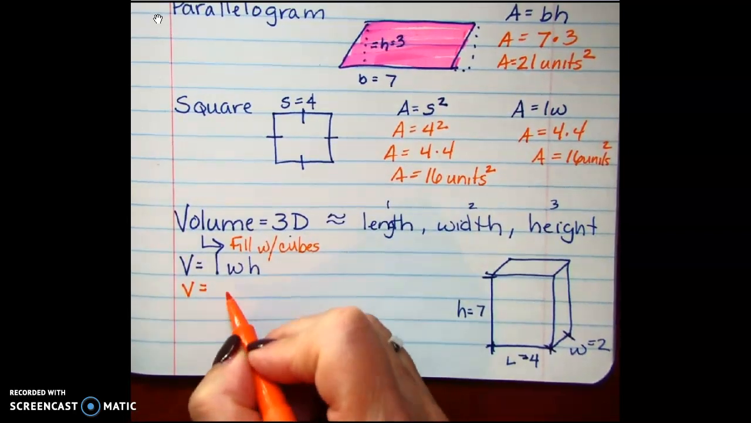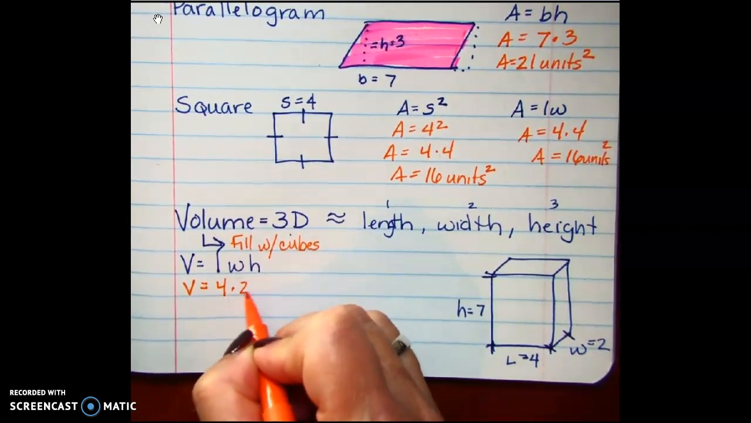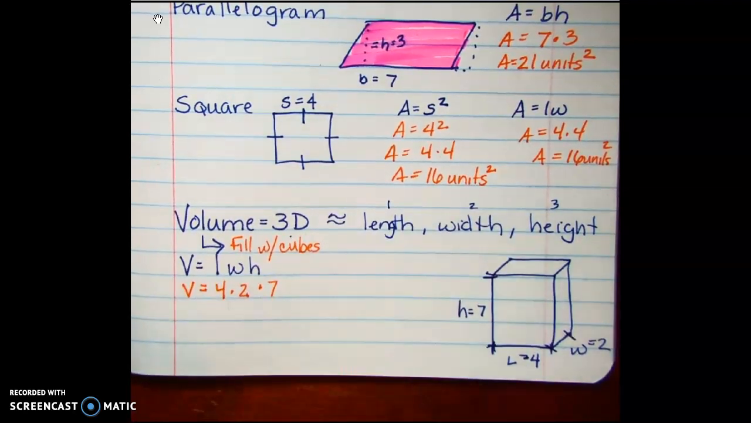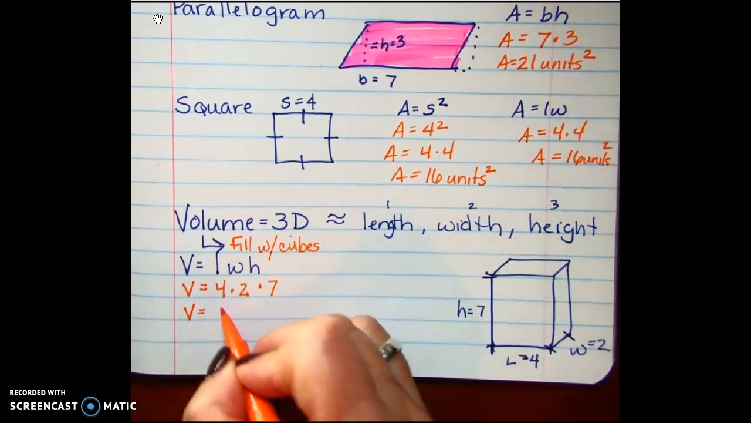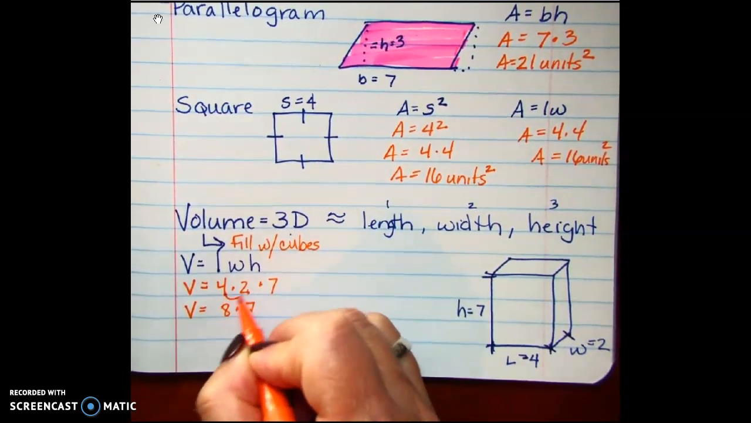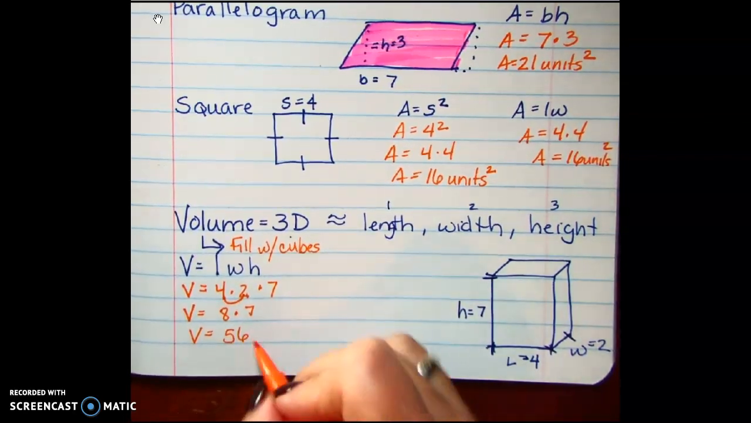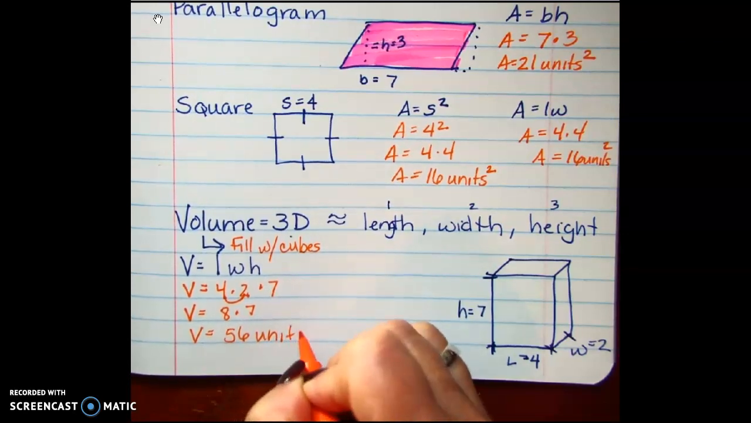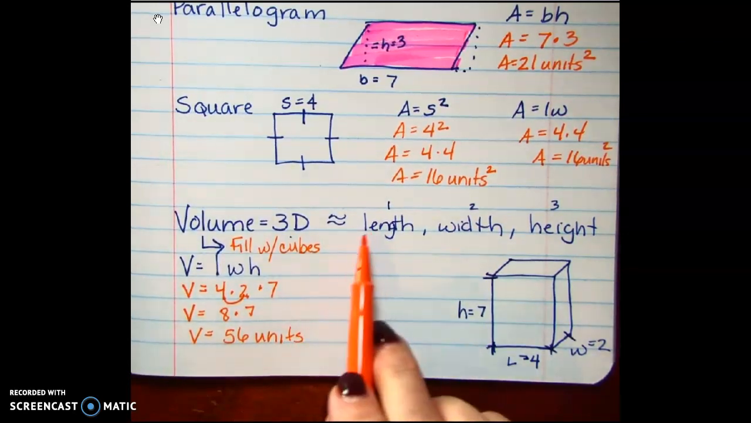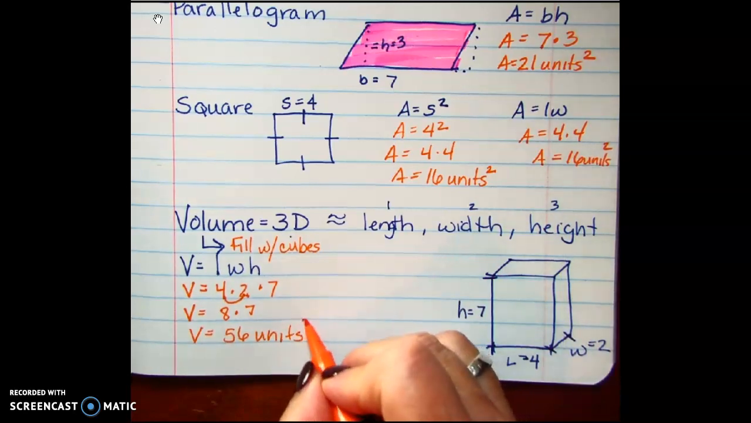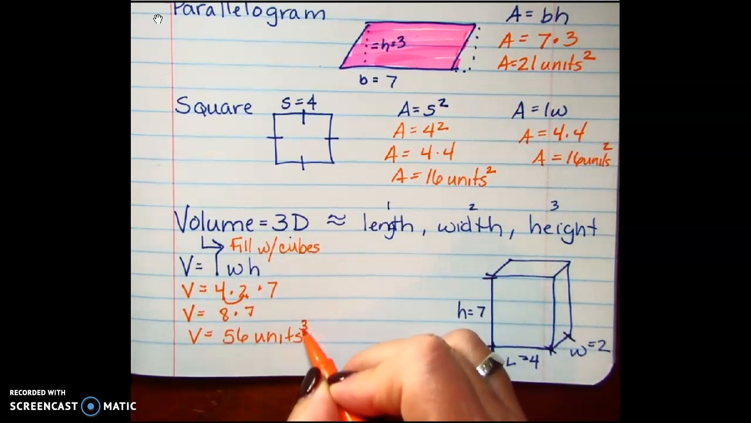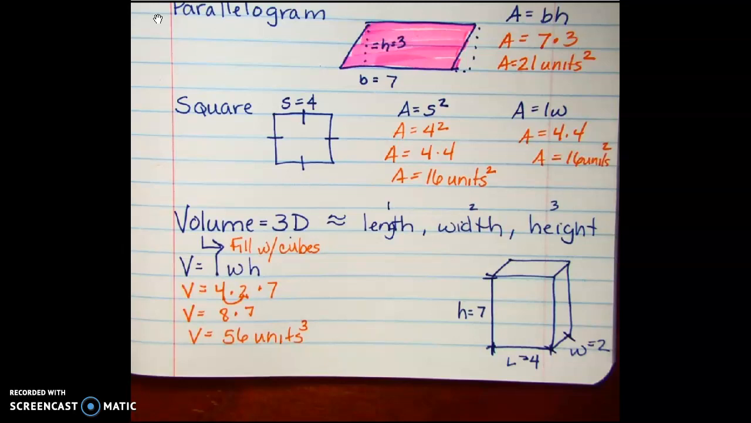Volume equals 4 times 2 times 7. Length times width times height. Volume equals 8 times 7. Volume equals 56. We have units, because I did not say if it was inches. And how many dimensions do I have? 3. So we put it as units, and we call it cubed. And that is how we use formulas to solve equations.